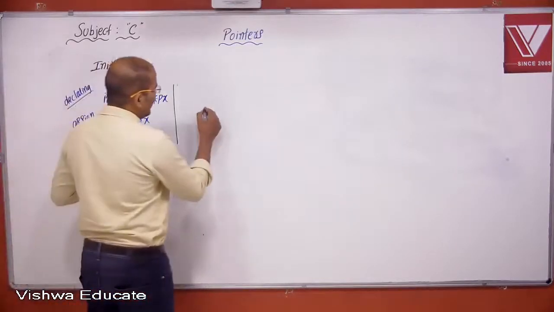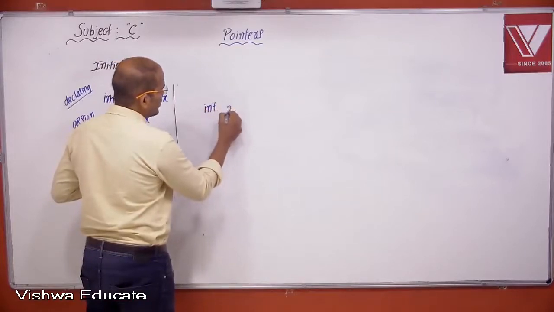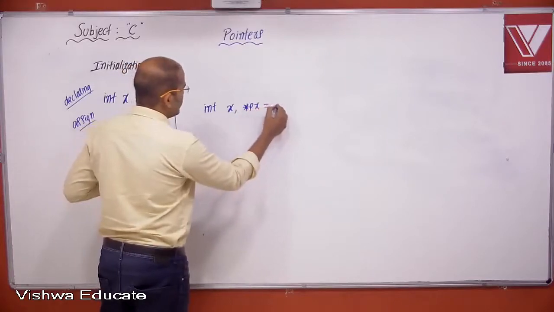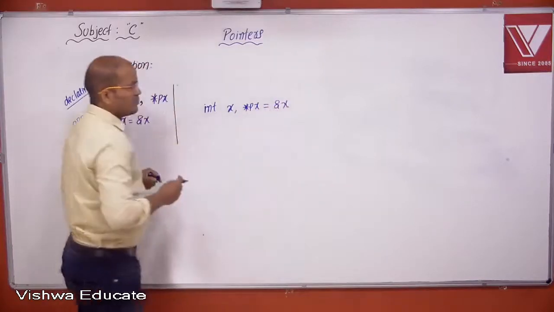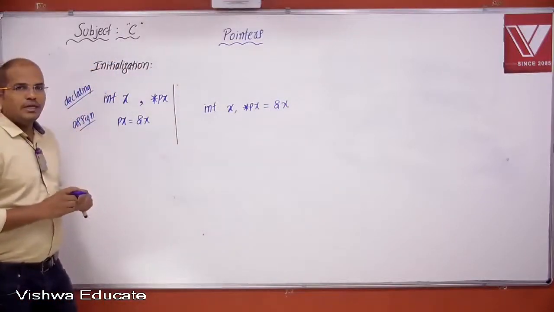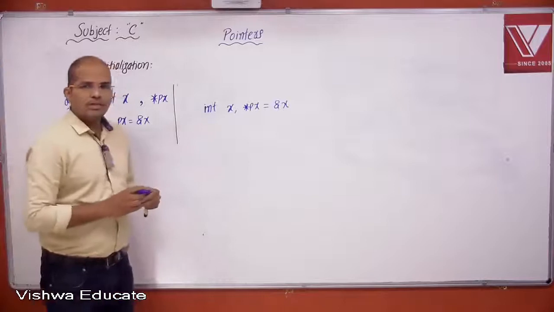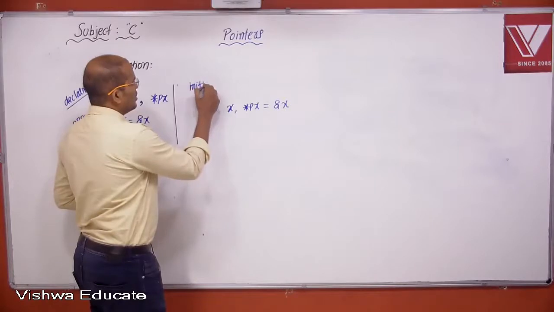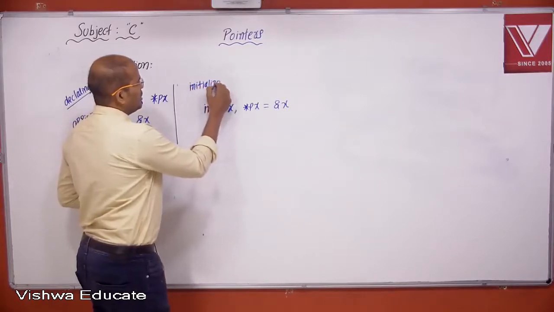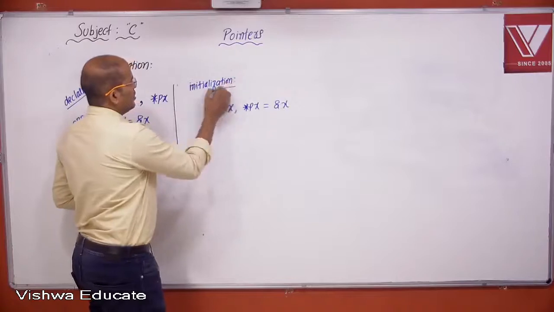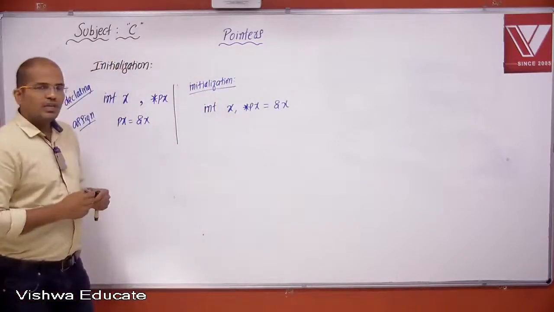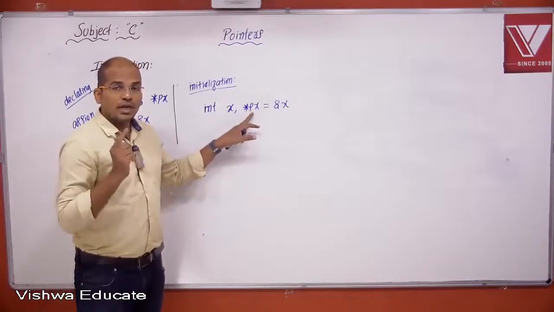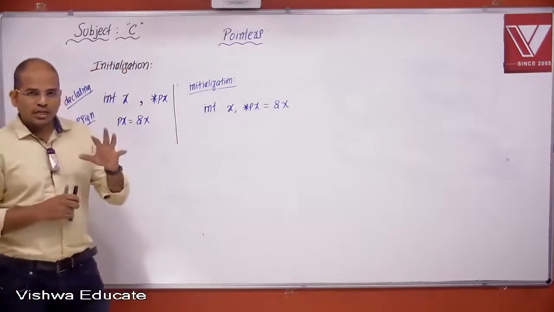Now, instead of that, if I write it in one line, int x comma pointer px is equal to address of x. So this is called as initialization. I'm initializing address of x to px at the time of this declaration. So please don't get confused.